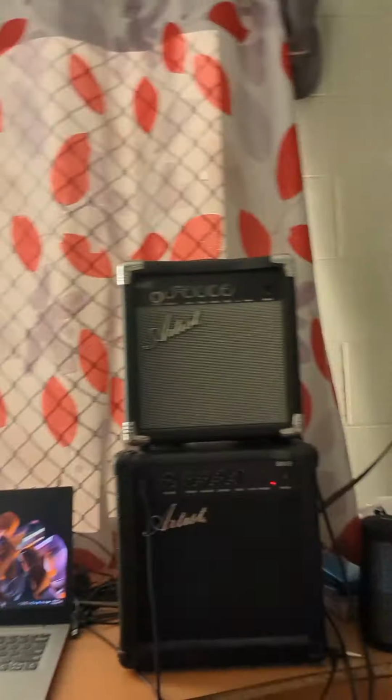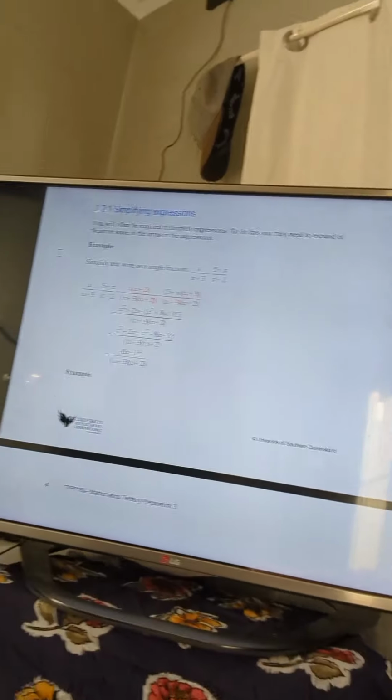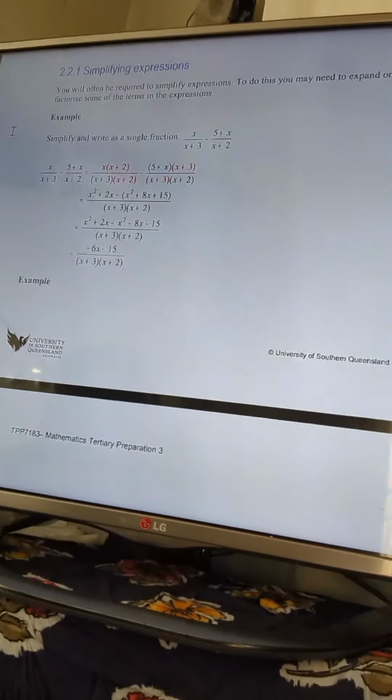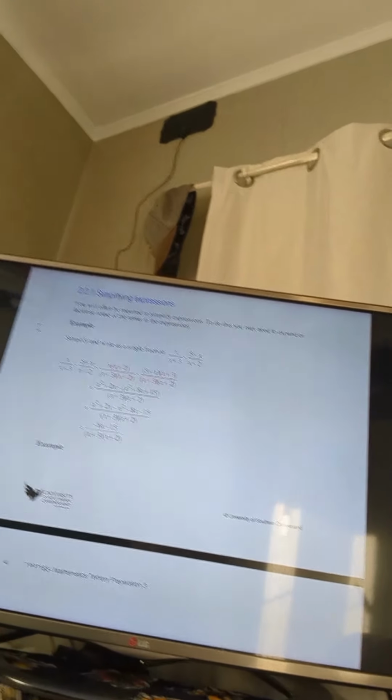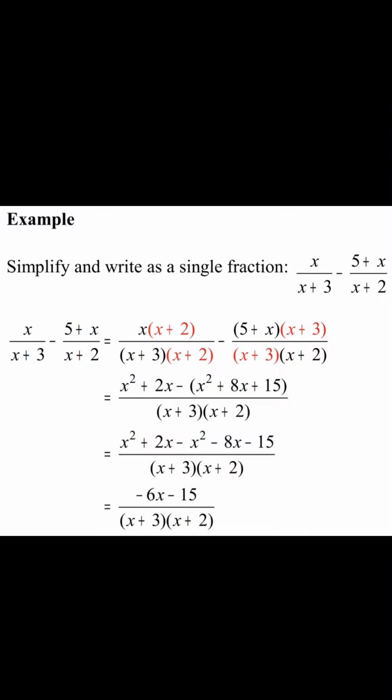Okay, this is the problem I'm working on at the moment. What's an example problem? I'll try and work through it. I don't know if you can see that, but it says x over x plus 3 minus 5 plus x over x plus 2 equals x times x plus 2 over x plus 3 times x plus 2 minus 5 plus x times x plus 3 over x plus 3 times x plus 2.